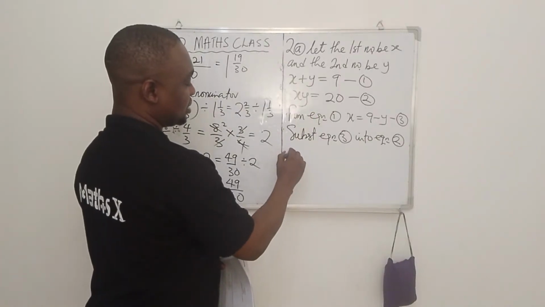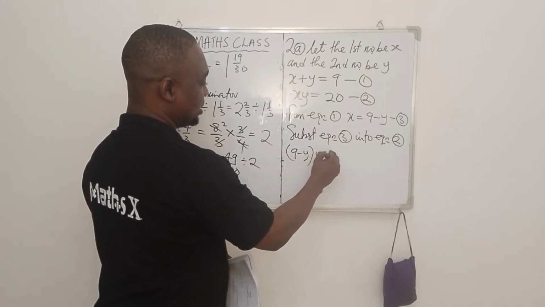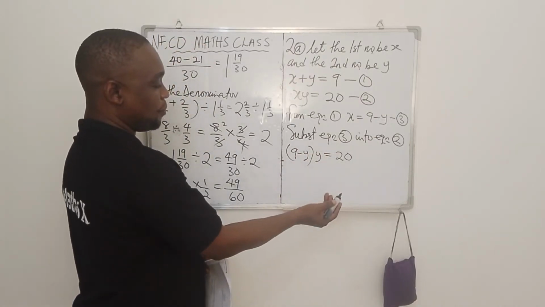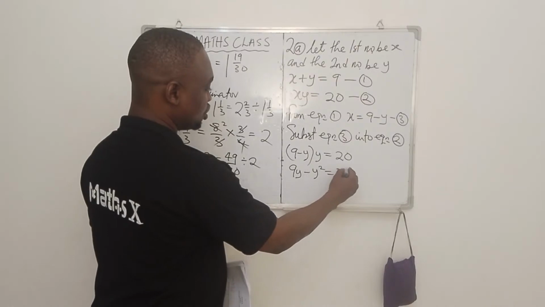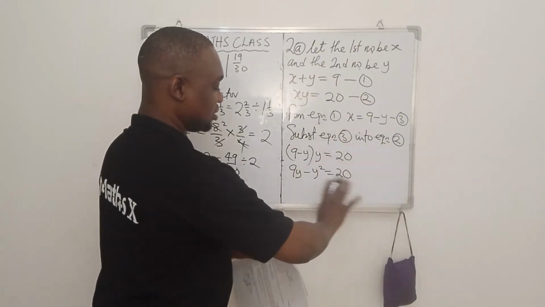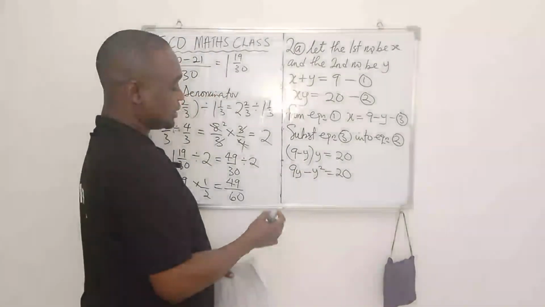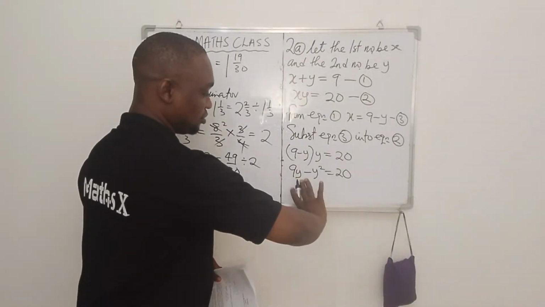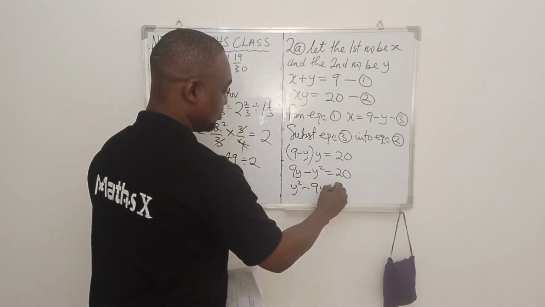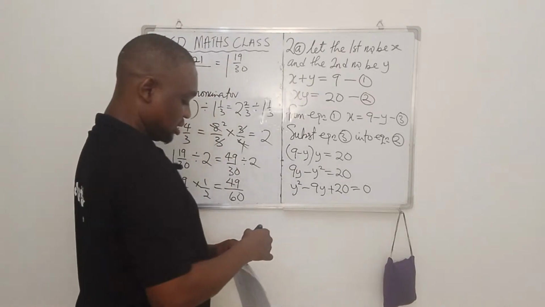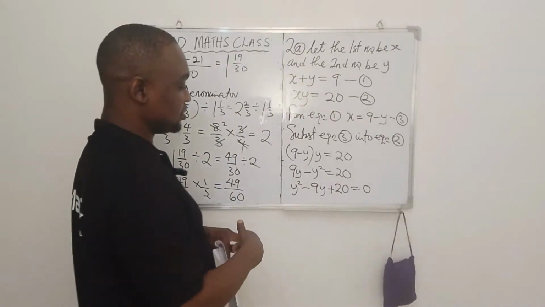So from here, you have x, which is 9 minus y, bracket, times y is equal to 20. Open that bracket. I have it here that 9y minus y squared is 20. Pack everybody to the other side because already this is a quadratic equation. I don't like having these minuses when I'm working. So take them both from this side to the other side. I have y squared minus 9y plus 20 equals 0. Clearly, we have a quadratic equation. Let's take space on this other side.